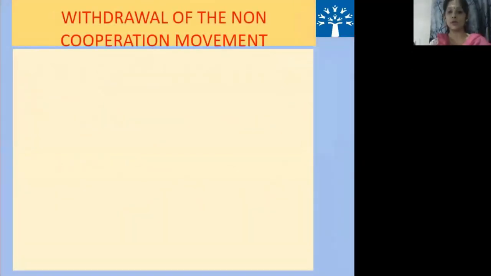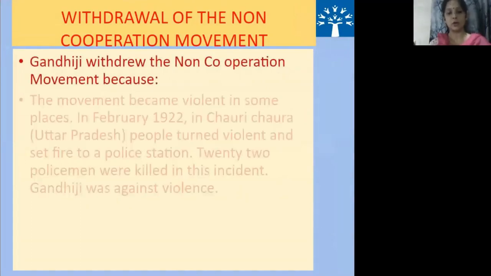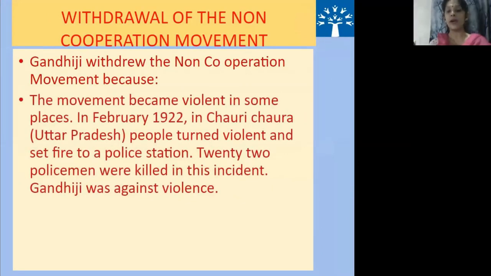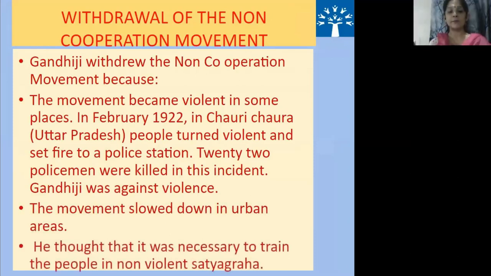Withdrawal of the non-cooperation movement. Gandhiji withdrew the non-cooperation movement because the movement became violent in some places. In February 1922, in Chauri Chaura, Uttar Pradesh, people turned violent and set fire to a police station. 22 policemen were killed in this incident. Gandhiji was strictly against violence. The movement slowed down in the urban areas. He thought it was necessary to train the people in non-violent Satyagraha.